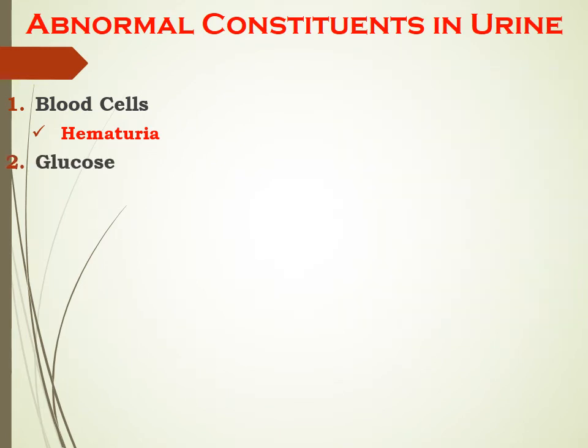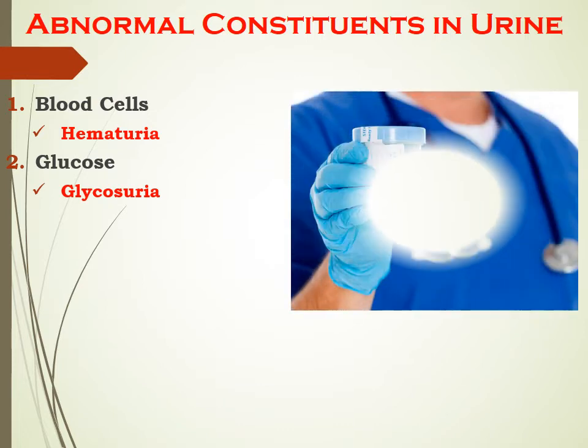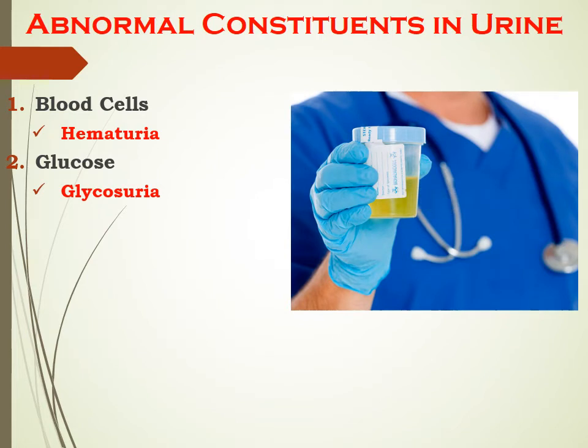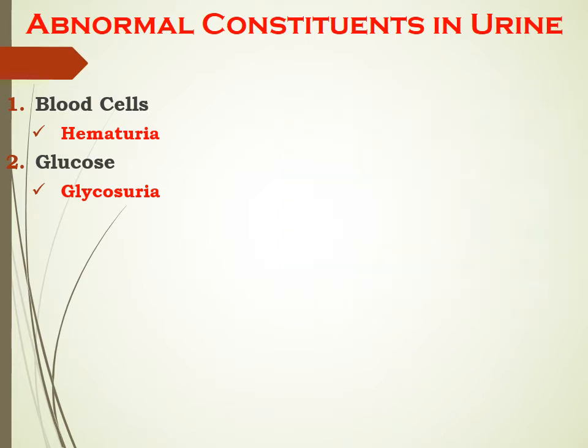Right? Second, glucose. Now, a normal healthy person will never pass glucose through urine. But a diabetic patient may experience the presence of glucose in the urine. The condition is called glycosuria. Please don't forget this word, glycosuria. Correct? The urine will have a slight yellow color tinge.